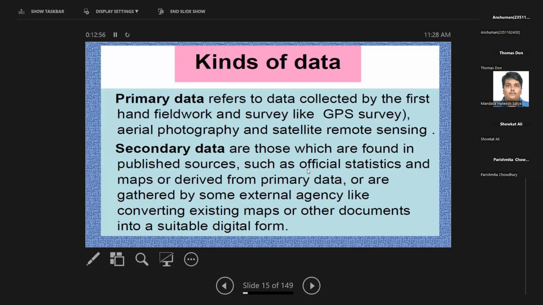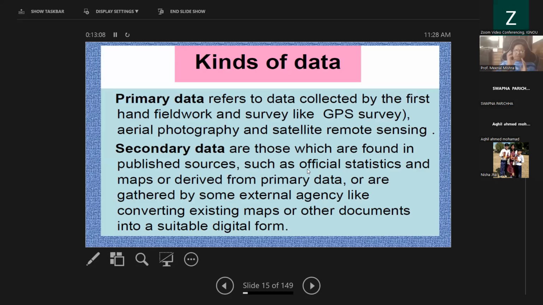Kinds of data. Whenever data is concerned, there are two types of data, primary and secondary data. I think many of you must be aware of this. Primary data is that data which is collected by first-hand field work, like you go and do the field work or survey, some GPS survey or aerial photography or satellite remote sensing. These are all primary data.